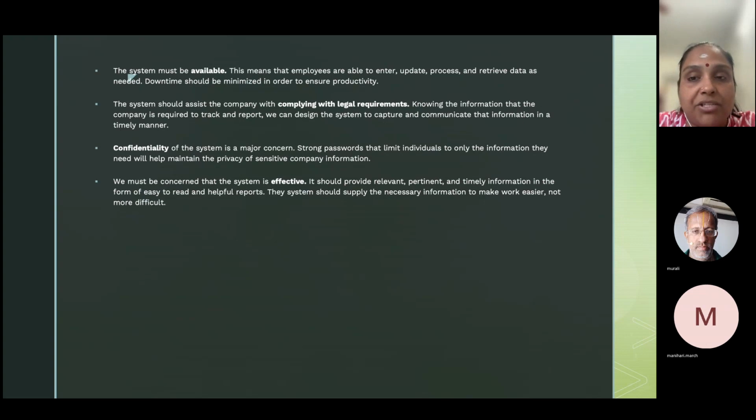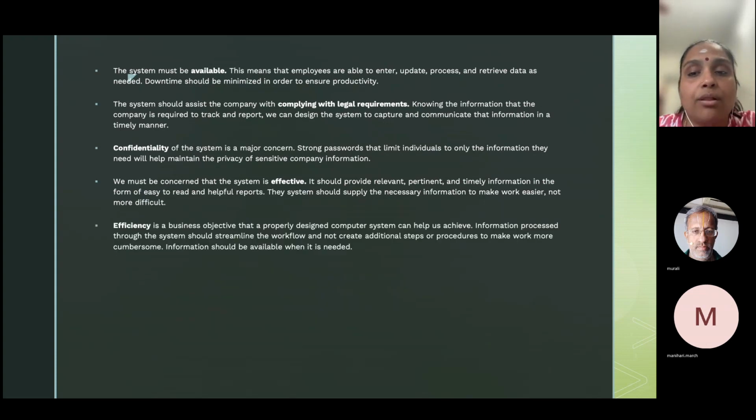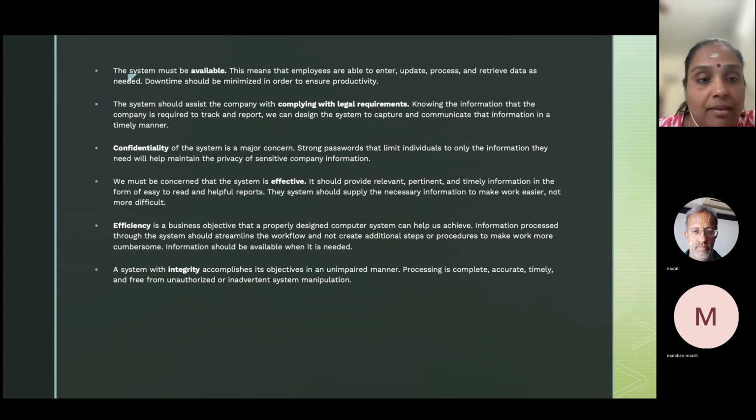It is timely information, in the form of an easy-to-read, helpful report. The system should supply the necessary information to make work easier. Then efficiency, it talks about resources. Somewhere there will be that word. So here, the business-designed computer system can help us achieve information processing to streamline the workflow. Streamline the workflow is an important keyword, and the system should not create additional steps or procedures that make work more cumbersome.